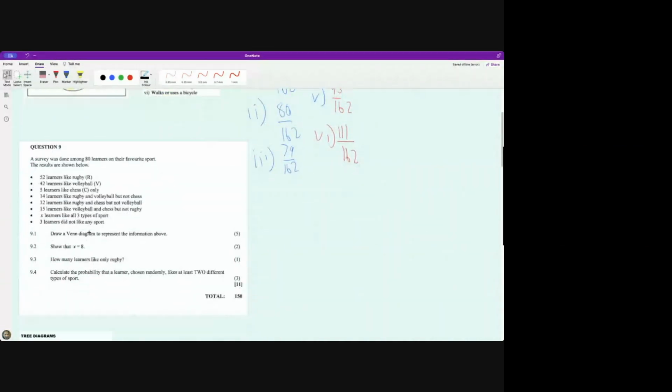So here's an old exam question, and we're going to do this together. It says, a survey was done among 80 learners on their favorite sport. It says the results are shown below. You need to draw me a Venn diagram to represent this. I'll give you 2 minutes. When you are done drawing your Venn diagram, say Venn in the chat, or say V for Venn. So off you go. I'm going to give you 2 minutes until 11 minutes past 5. See if you can draw a Venn diagram from this old exam question.